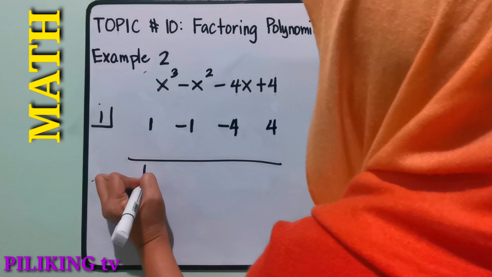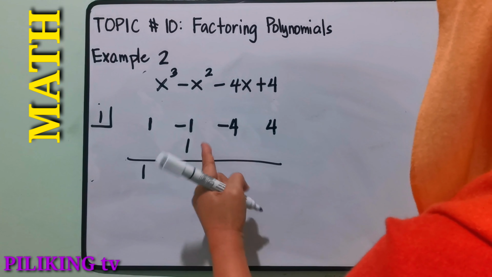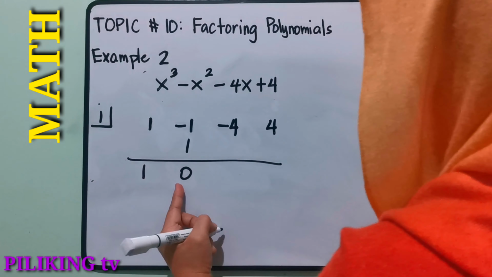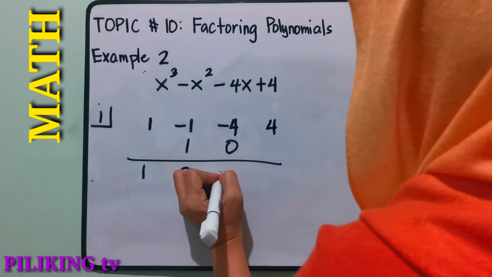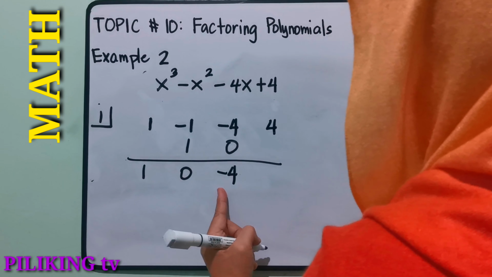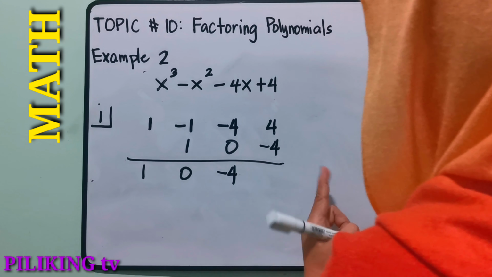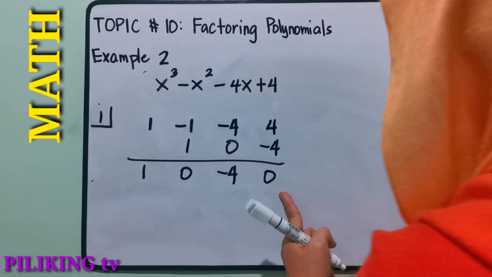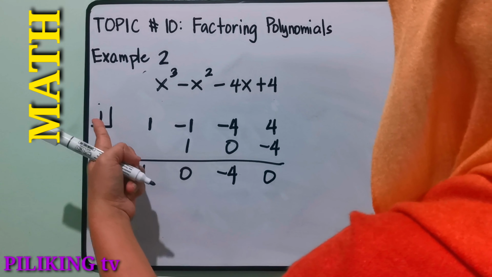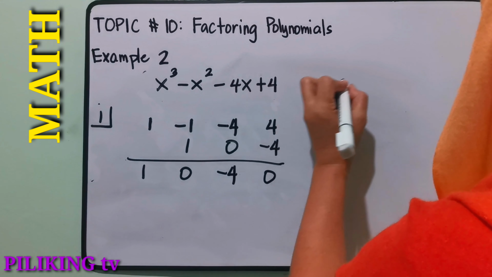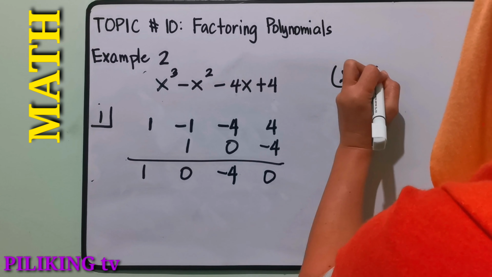Okay, bring down 1. So 1 times 1 is positive 1. Negative 1 plus 1 is 0. So when you multiply 0 by 1, that is 0. So negative 4 plus 0 is negative 4. Negative 4 times 1 is negative 4. Okay, so the remainder is 0. So it means, since you used the test zero 1, one of the factors can be x minus 1.